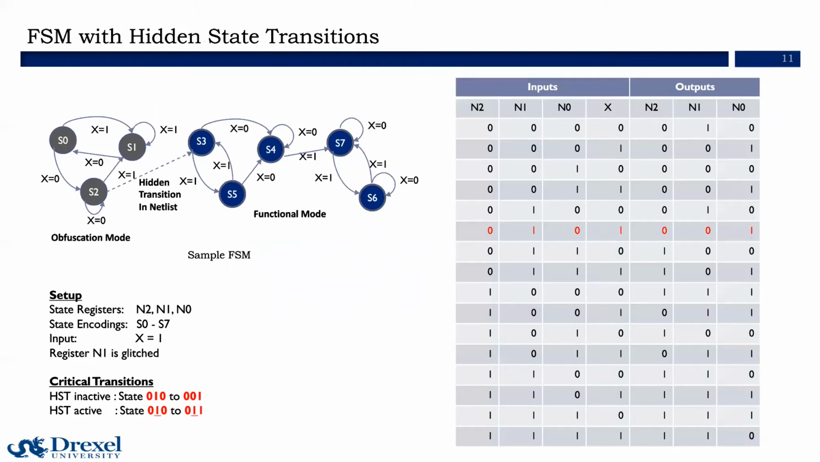Here we can see an example. In this setup, with 3 registers having a maximum of 8 states, the second register is selected for the glitch. Normally, the transition from state 2 at input x equals 0 leads to state 1. But when the glitch is activated, the data in the glitched register persists, so the transition ends up in state 3 instead.